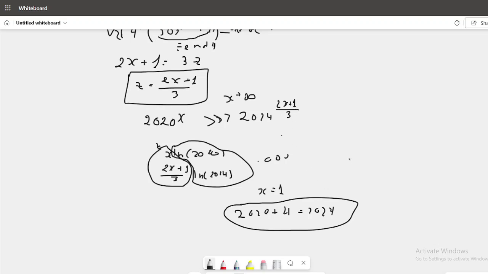So this x, y, z is 1, 2, 1, the only solution.